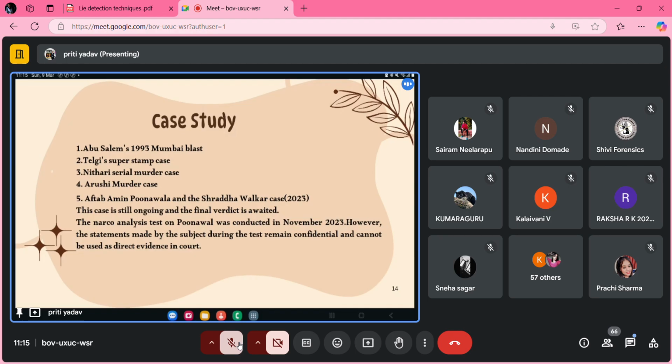And the last, one of the most recent highlighted cases, is the Shraddha Walkar murder case. In November 2023, after being taken for a narco-analysis test, well, this case is still ongoing and the final verdict is awaited.